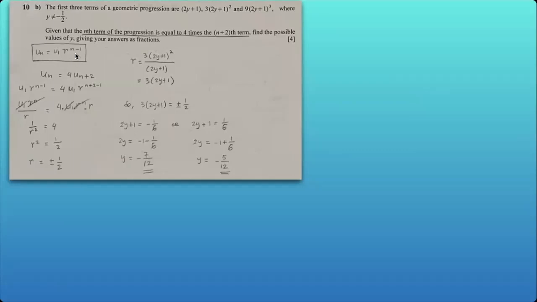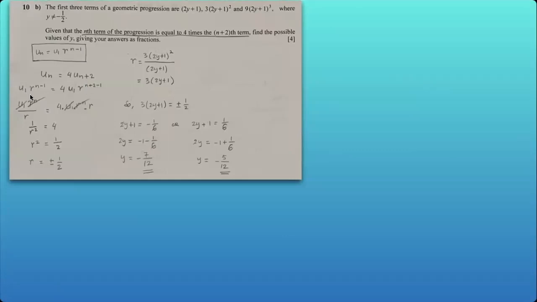Okay, this is the general formula to find a term of a geometric sequence or progression. And from this key information, un, the nth term, is equal to 4 times un plus 2. Okay, un is equal to this, u1 times r to the power of n minus 1, and this is equal to 4 times u1 times r to the power of n plus 2 subtracted by 1.